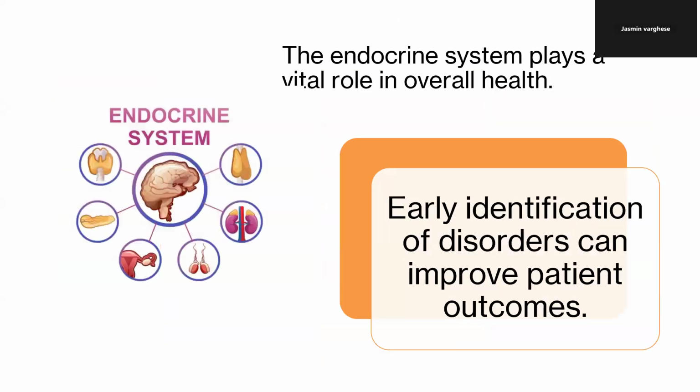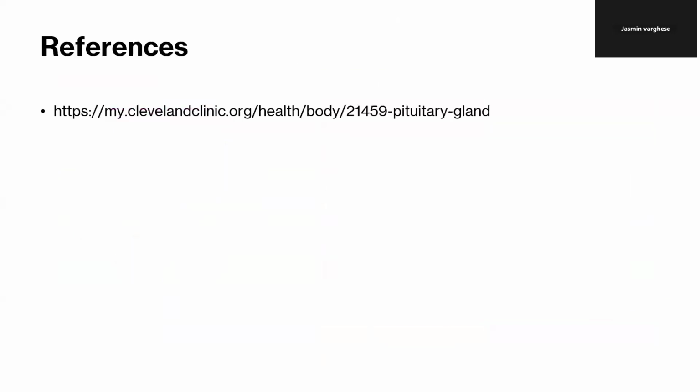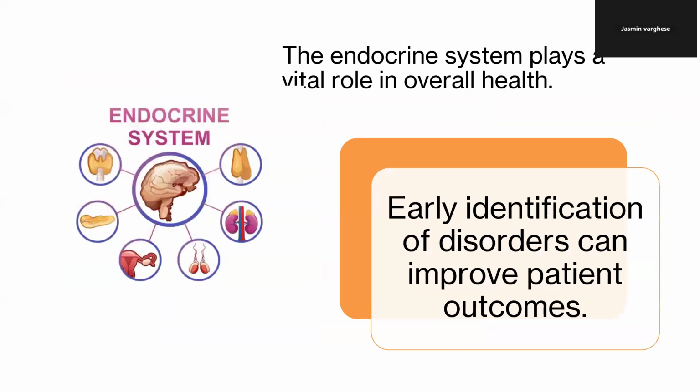Then in conclusion, the endocrine system plays a vital role in our overall health, and early identification of any endocrine disorders can improve patients' outcomes. These are all the endocrine glands which are responsible for the entire growth, development, and function of our body. Any abnormalities can create a lot of problems in the body, and early identification of hormonal imbalance is very essential. Proper screening and proper diagnosis are essential.